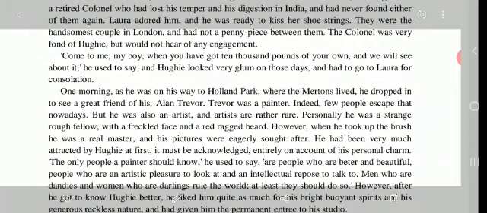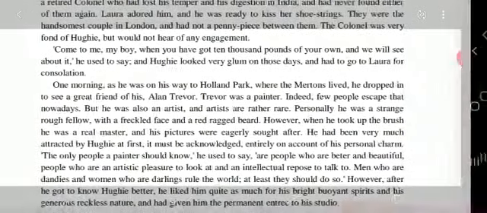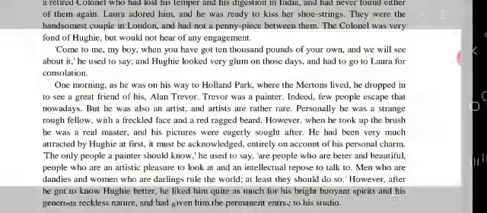"Come to me, my boy, when you have got 10,000 pounds of your own, and we will see about it," he used to say. "And he looked very glum on those days and had to go to Laura for consolation." Consolation means comfort, santvanna. So then he used to see his girlfriend, his beloved, and he used to get some kind of comfort in her company. So in terms of the story structure, or the elements of a short story, this much is the exposition, this much is the introduction part of the story.